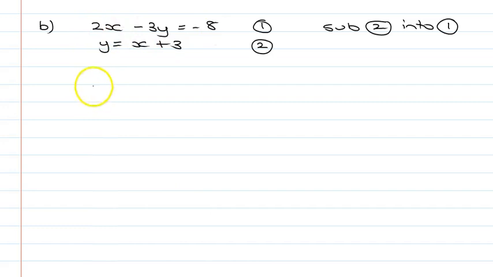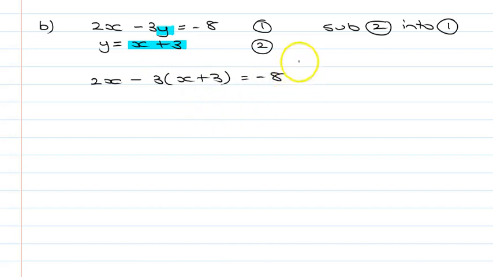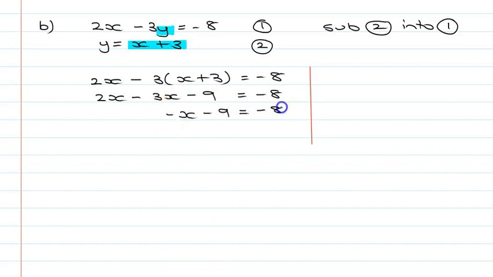So let's write down equation 1, 2x minus 3. Now at this point I'm going to put y as x plus 3 because I'm subbing this whole thing in for anywhere that I see y. So I'm going to put a bracket there, x plus 3 equals negative 8. Okay, next thing I'm going to do is expand. Once I've expanded, I'm then going to have an equation to solve. So let's expand. I've got 2x minus 3x minus 9 equals negative 8. Simplify the left-hand side. 2x minus 3x is minus x. Minus 9 equals minus 8.